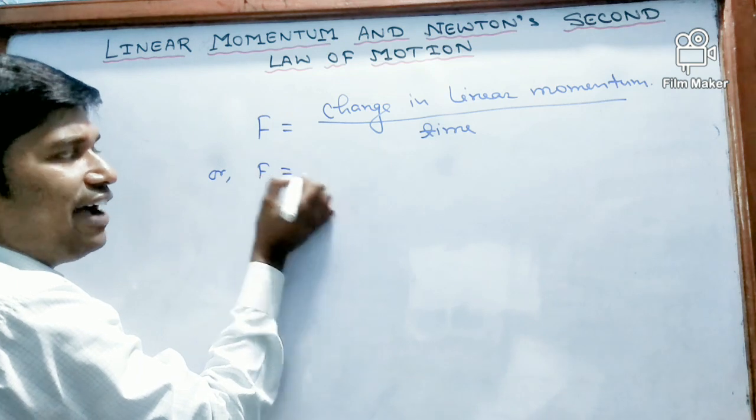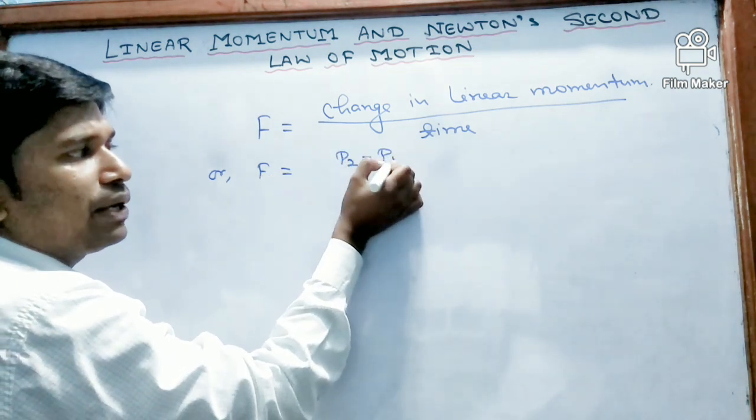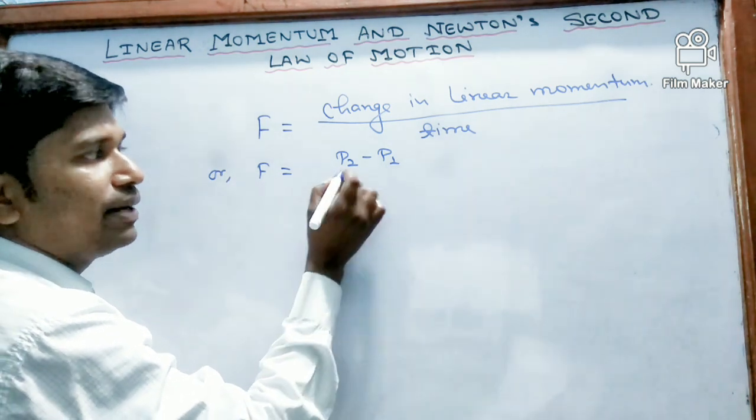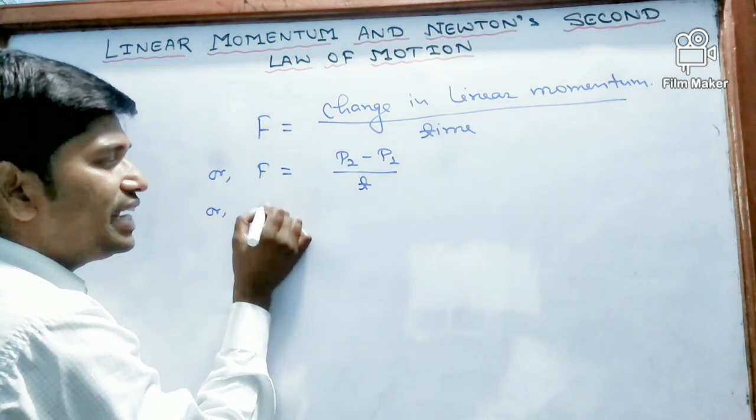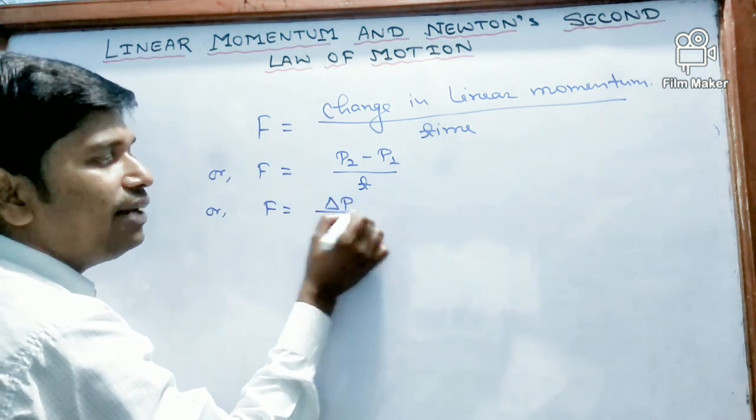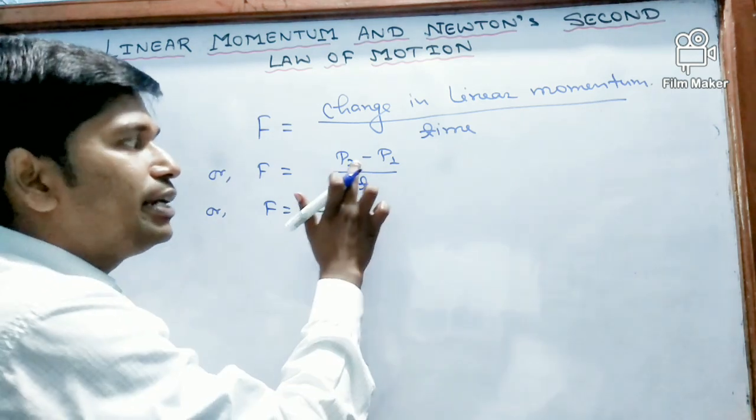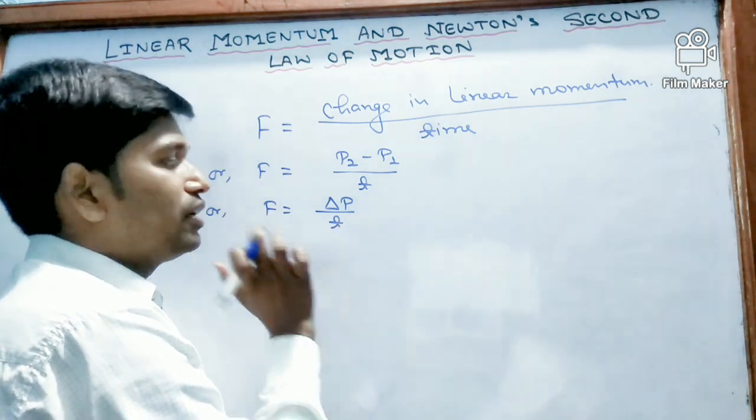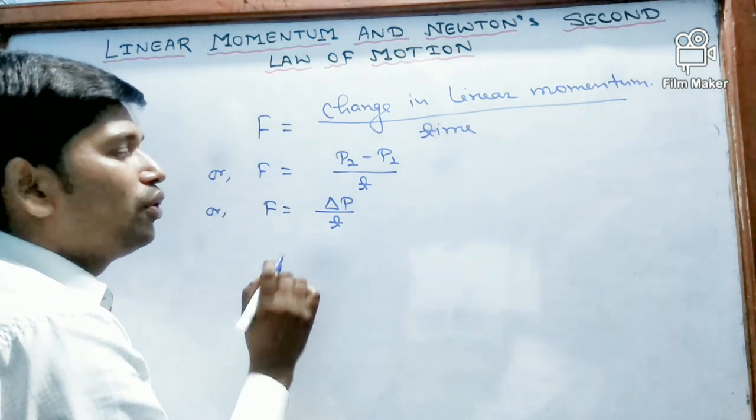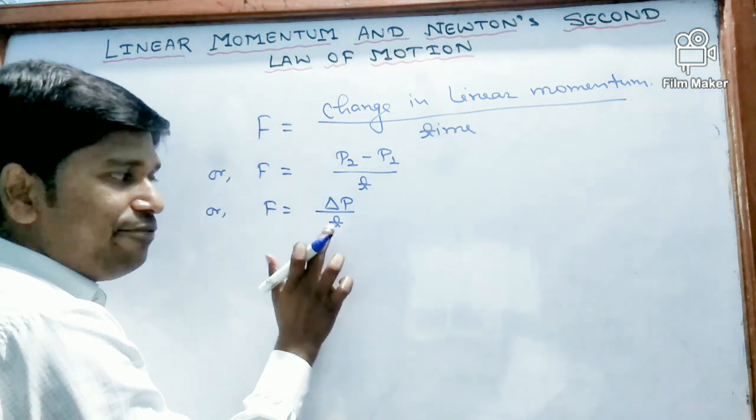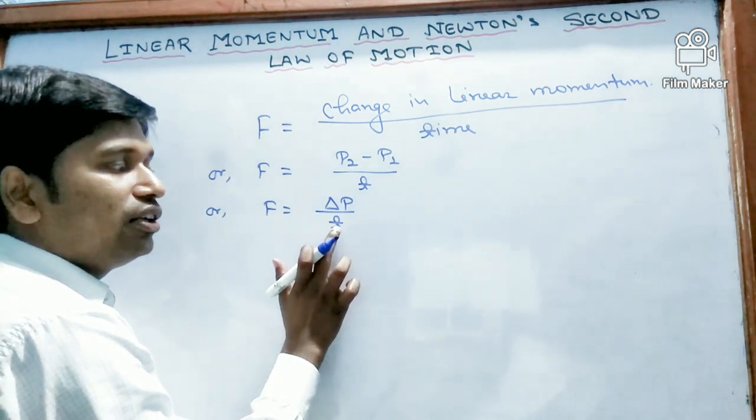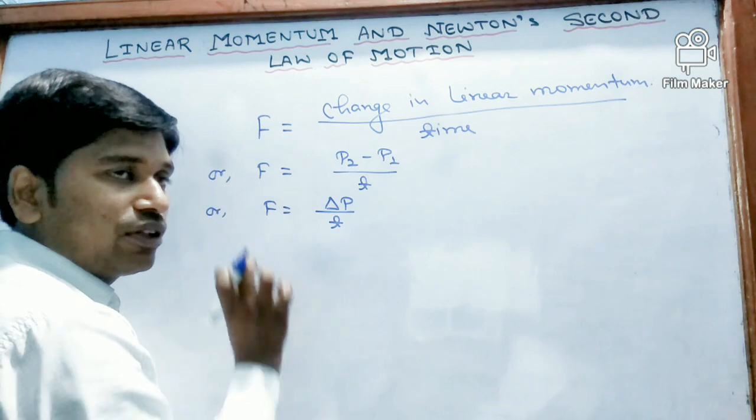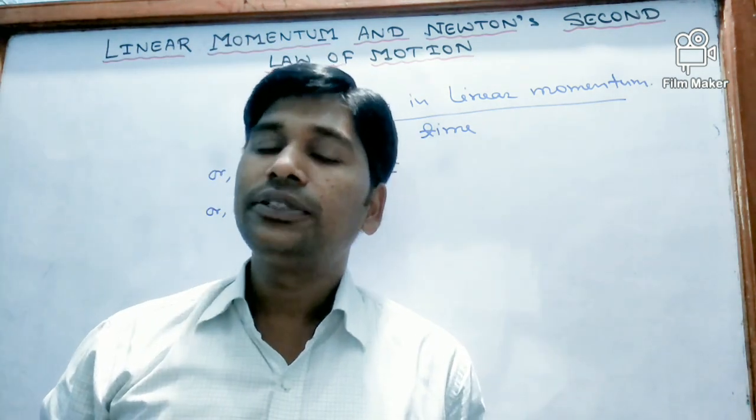Or we can write it as F equals (P2 minus P1) by t, where P2 is the final linear momentum and P1 is the initial linear momentum. Or we can write it as F equals del P by t, where del P represents the change in linear momentum, t is the time, and F is the force. So we can see in this that if the time taken is more, then the force will be less. Let us see some examples of that.